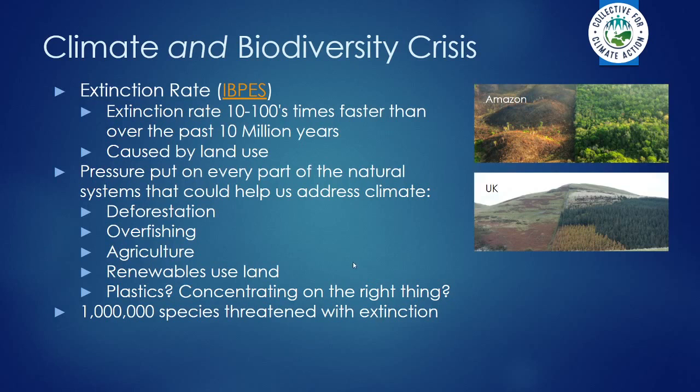We call it the climate and biodiversity crisis because we're going through a massively increased extinction rate at the moment. The IPBES, which is another UN body which looks at biodiversity and ecosystem services, did the biggest study of its kind, and they've basically come to the conclusion that we are causing extinctions 10 to 100 times faster than ever in the past 10 million years. And it's mainly caused by land use. And in the ocean, it'll be to do with overfishing as well. It's basically like the marine equivalent of land use.